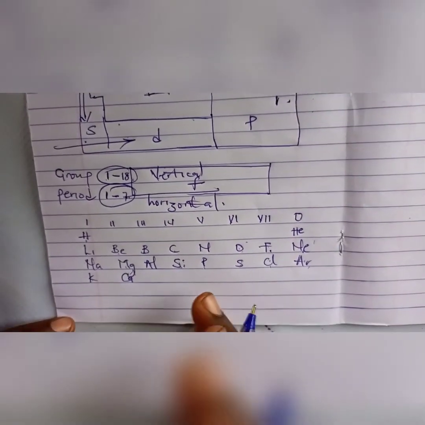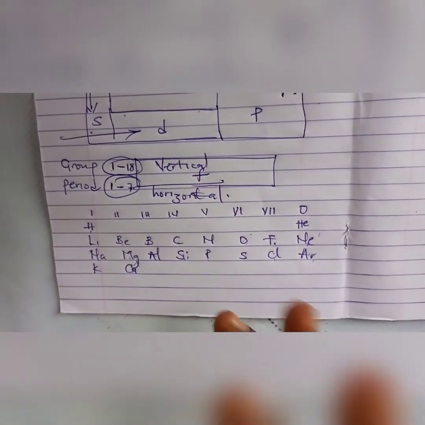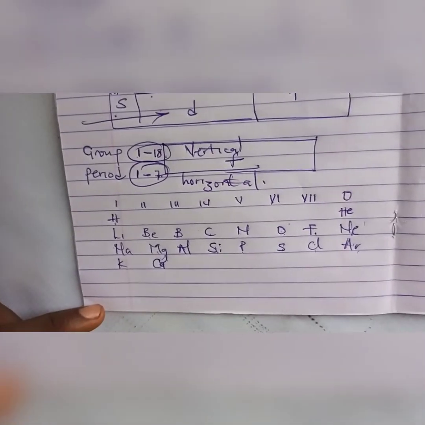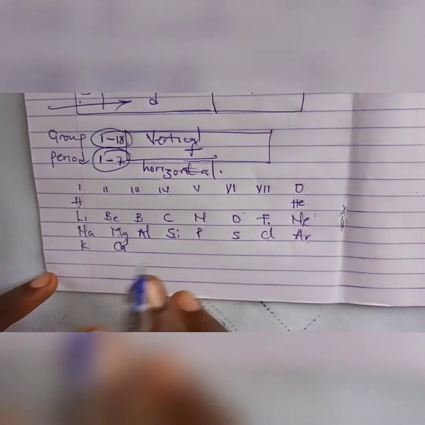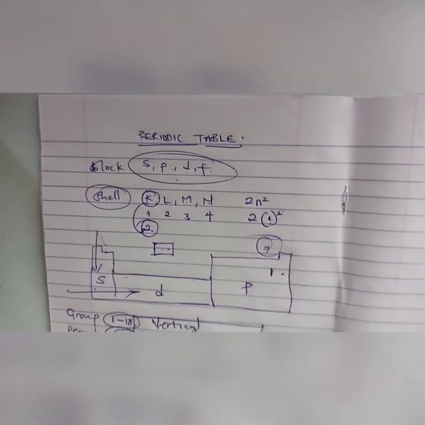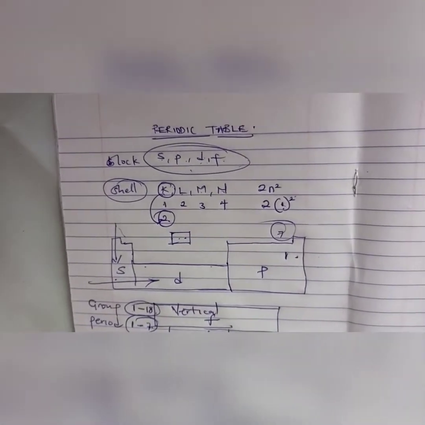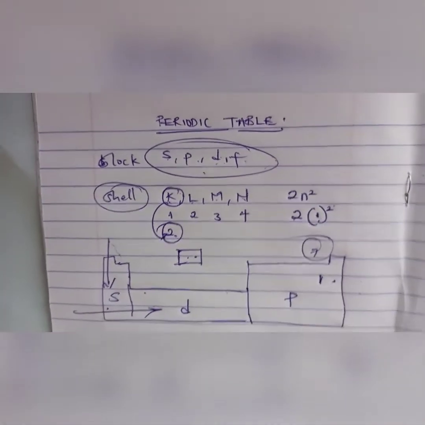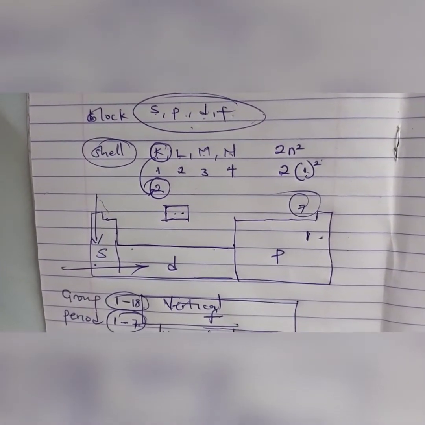So that's just it. There are a lot of things you are expected to know before your JAMB and before your WAEC exam, most especially your JAMB and your WAEC exam. Or being a chemist, there are a lot of things you need to know about this periodic table. For example, I said we have the blocks, which I call orbitals. We have the S orbital, P orbital, D orbital, and F orbital. And for the shell, we have K, L, M, N shell.